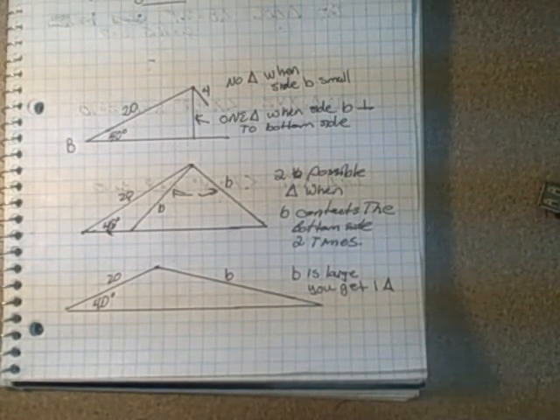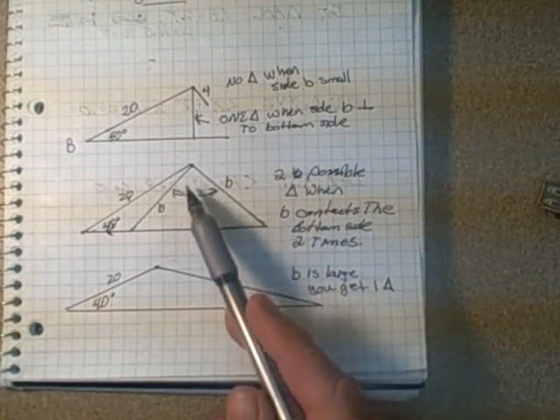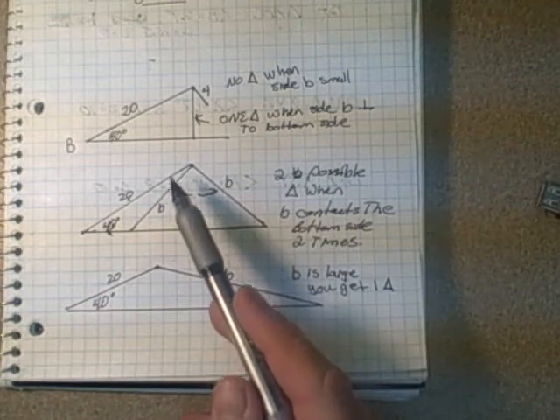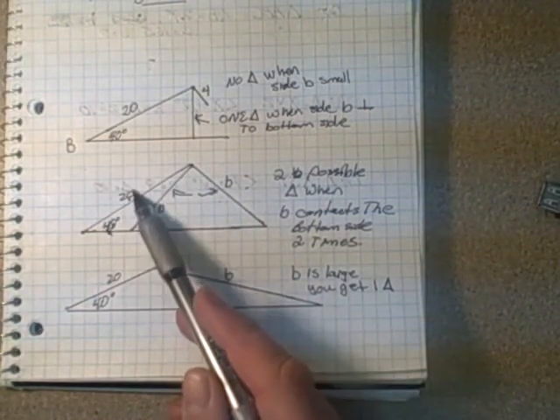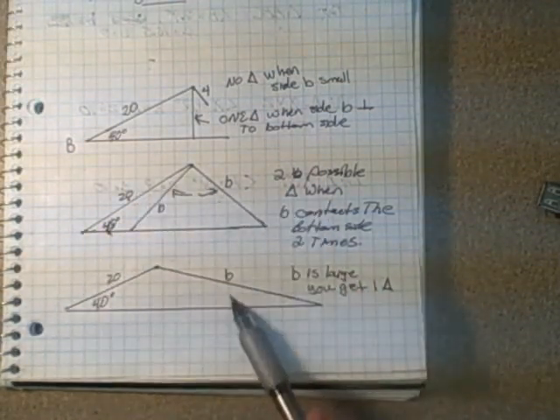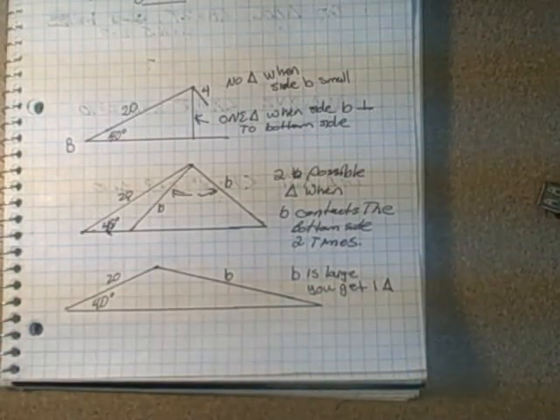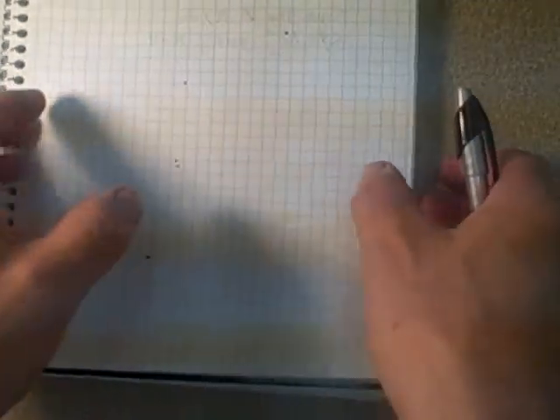And also they say that if side B is larger than the sine of this angle times this side, and larger than the adjacent side, then you have one triangle because it goes past and makes this triangle. Okay, so we're going to look at that in our next tutorial, working with problems with those cases.